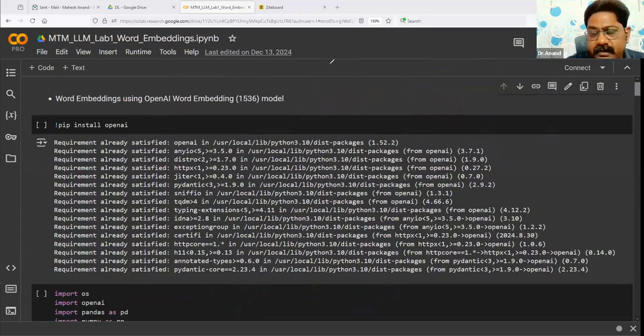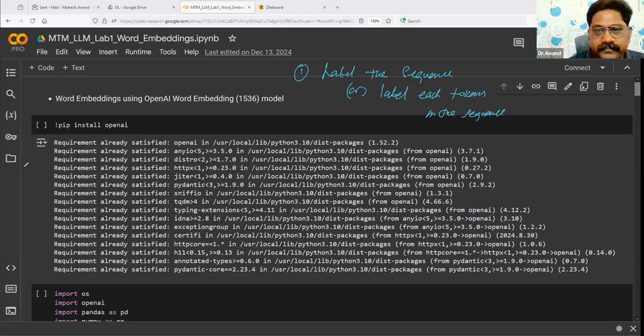For a prediction-only task, we'll go with the encoder-only architecture. The other way around, I can easily differentiate like this: whether you want to label the sequence or label each token in the sequence. What is the difference between these two? Can you comprehend these two statements? Label the sequence, label each token in the sequence. How do you look at these two terms?